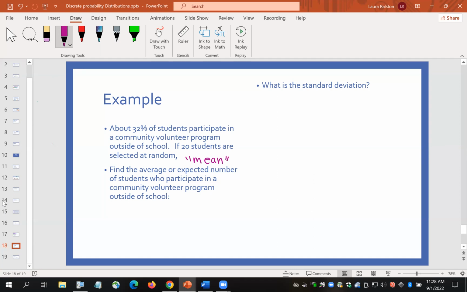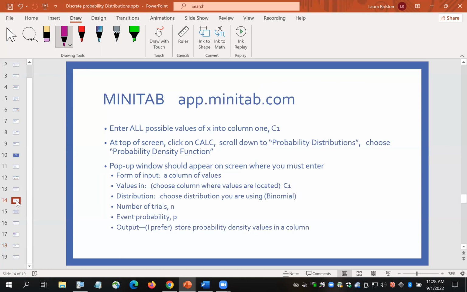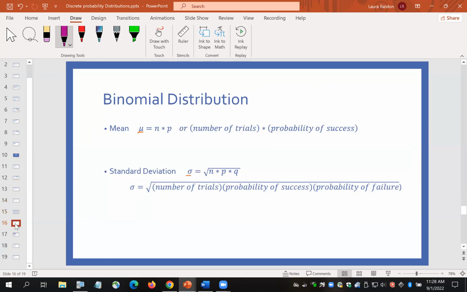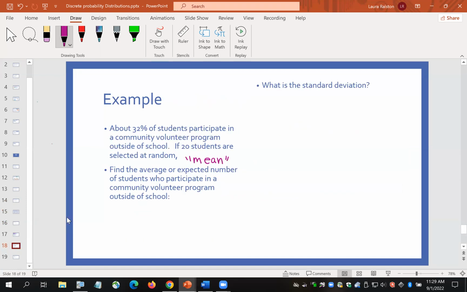And I had given you the formula for the mean earlier on Tuesday, but let me see if I can find which slide it's on. It's on slide 16. Okay, the formula for the mean and the standard deviation. I'm going to reiterate them here. So the mean is your sample size times the probability of success. The mean for a binomial is the sample size times the probability of success.